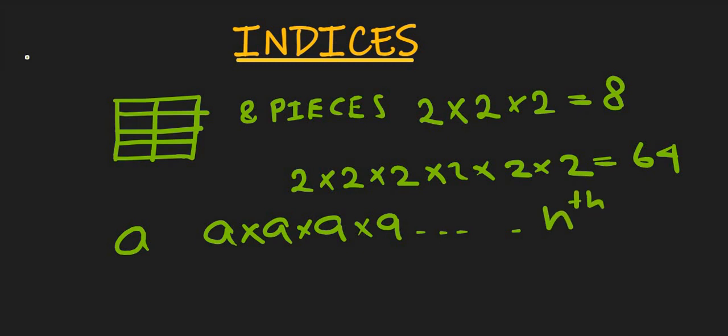Therefore, we say if A is any number and n is a positive integer, then the product of A with itself n times is called the power of n, that is A to the power n. Now, with that understanding in our minds, we will look at a few examples.